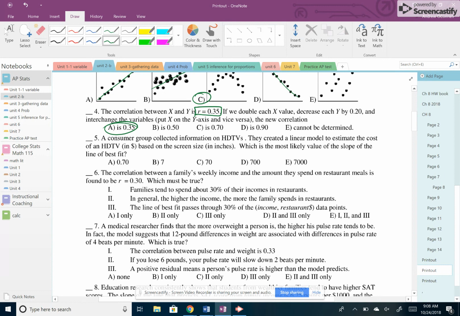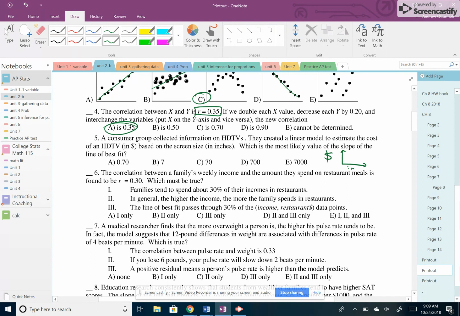A consumer group collected information on HD TVs. By the way, number 5, this problem is a bit dated. So anyways, just be aware of that. They created a linear model to estimate the cost of an HD TV in dollars based on its screen size in inches. So price based on its screen size.